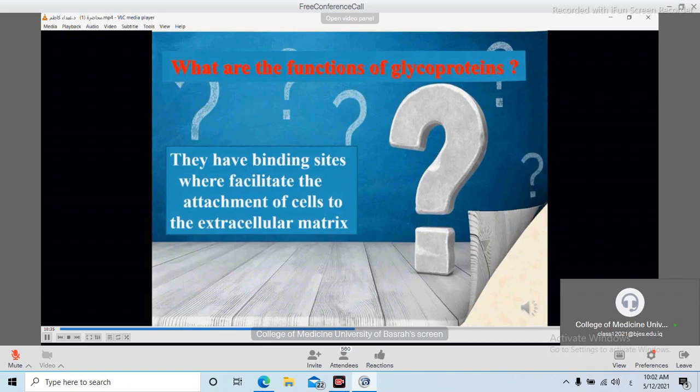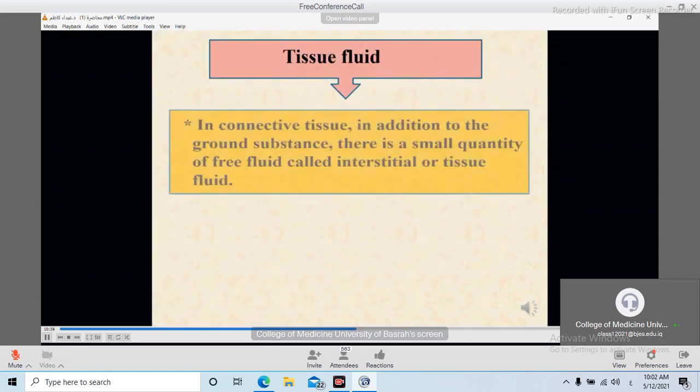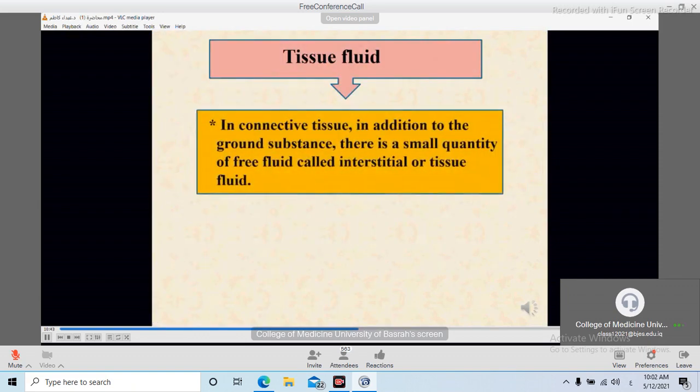Tissue fluid. In connective tissue, in addition to the ground substance, there is a small quantity of a free fluid called interstitial or tissue fluid. إذا تعرفنا على تركيب الكونكتيف تيشو إنه يتألف من cells و extracellular matrix. Extracellular matrix composed of ground substance and fiber. لكن بالإضافة إلى هذه المكونات نلاحظ تواجد كميات قليلة من التيشو fluid in connective tissue.